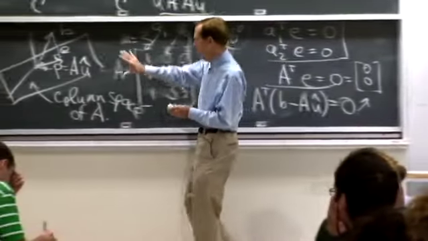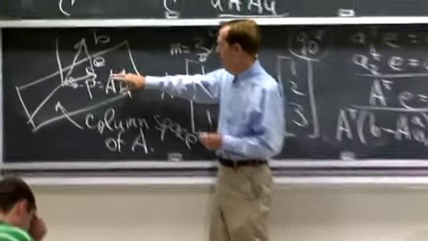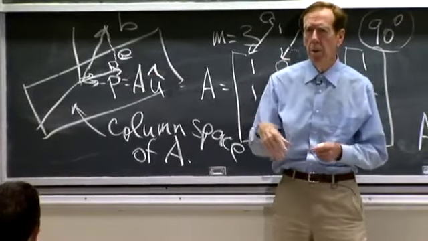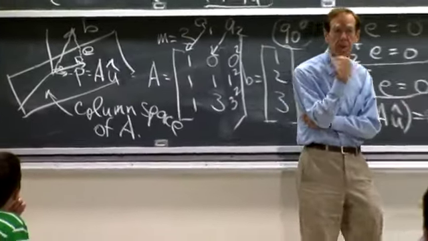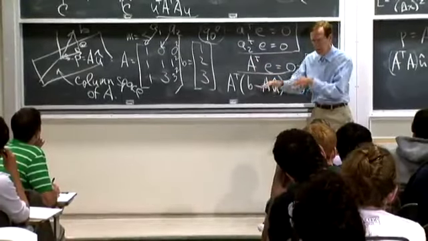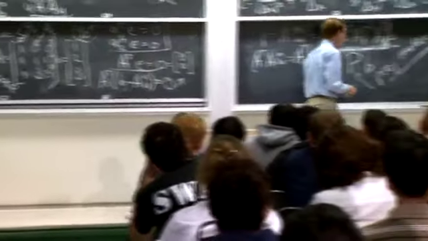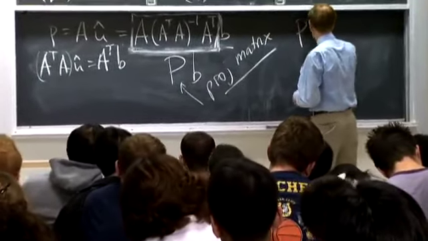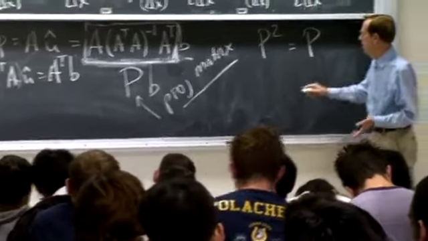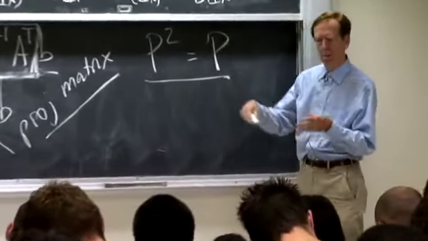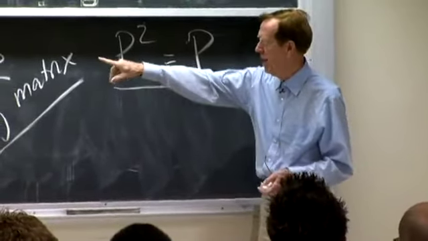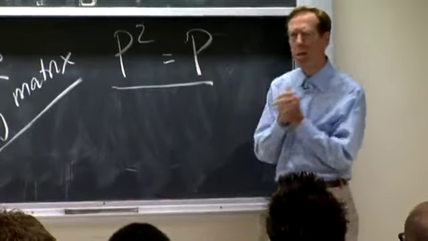Suppose I'm back to this picture. I project b to p, and now I project again. Where do I go? Same place, right? Once I'm in the plane, the projection stays right where it is. So what does that tell me? That tells me that P squared on b is the same as P on b. If I project twice, no change. It's the same as projecting once. So the projection matrix has the property that P squared is P.